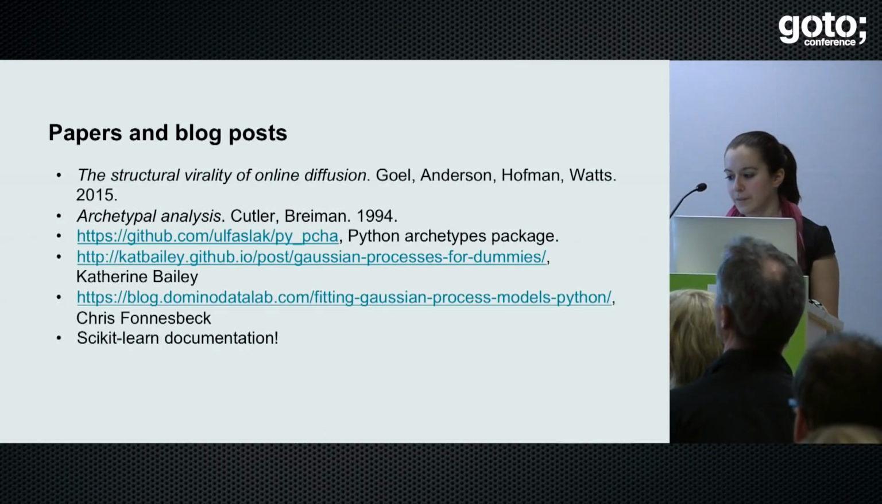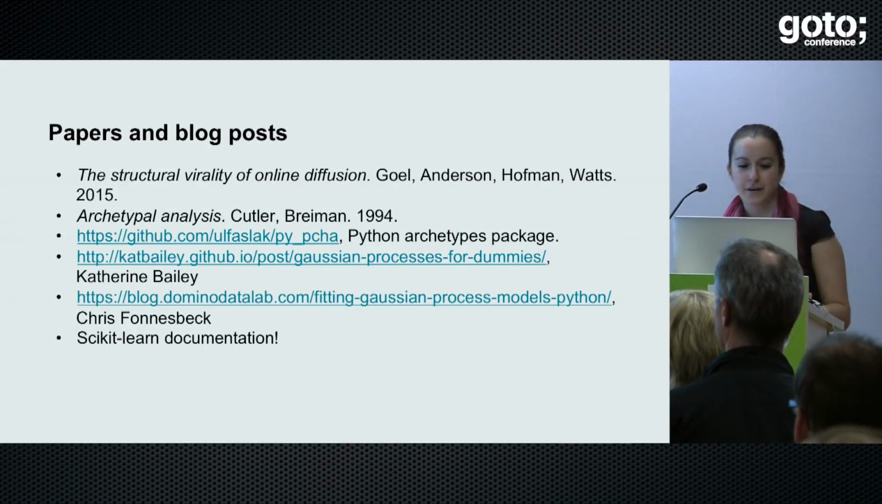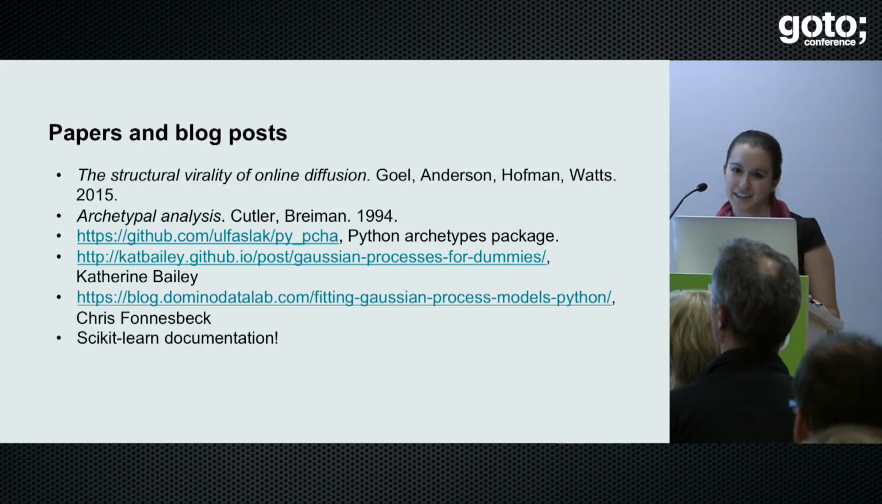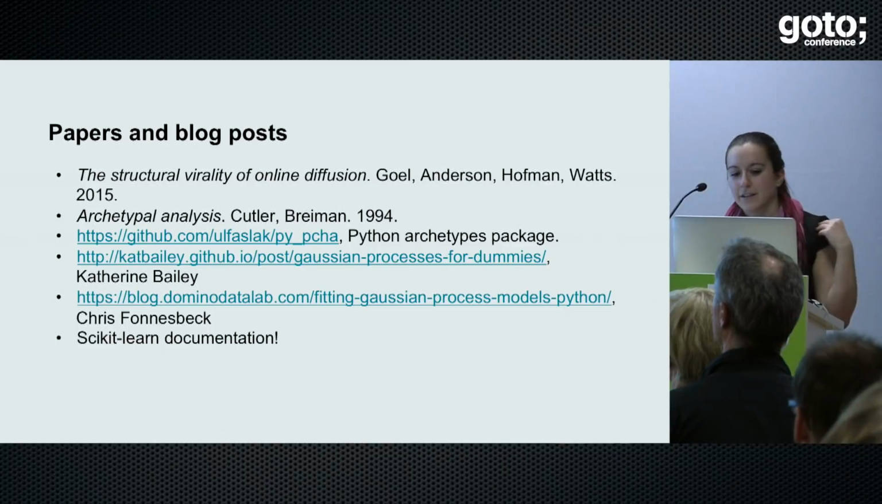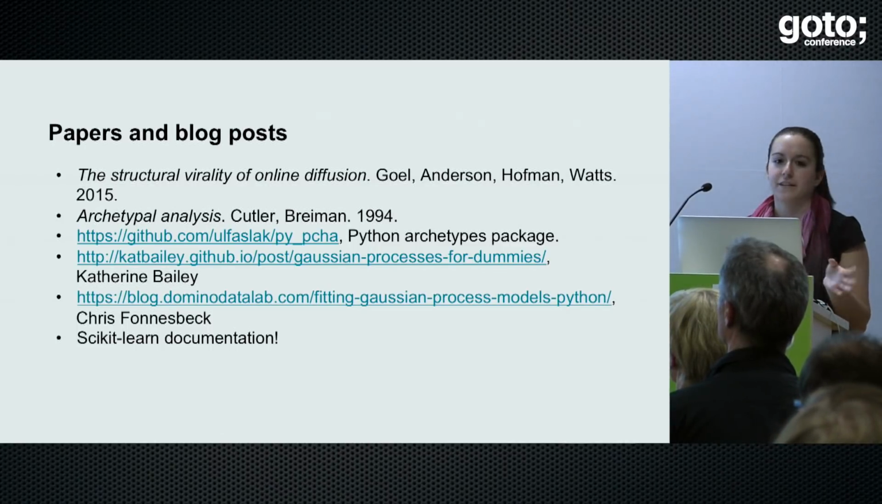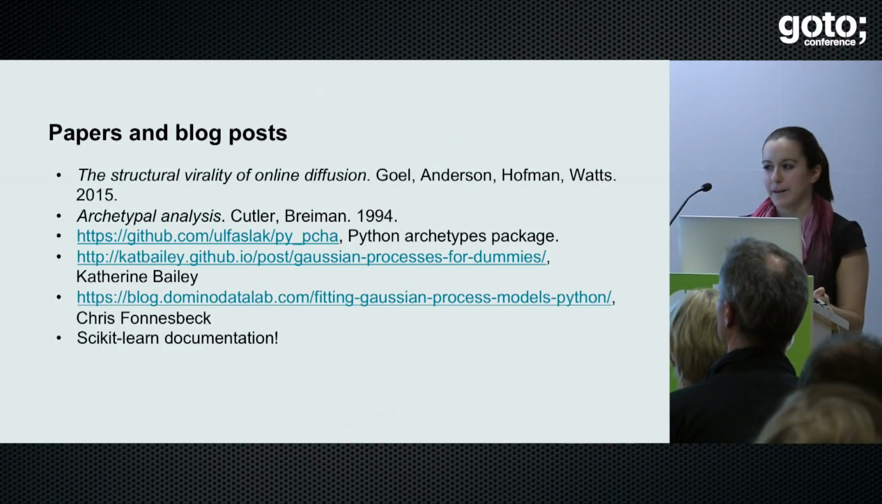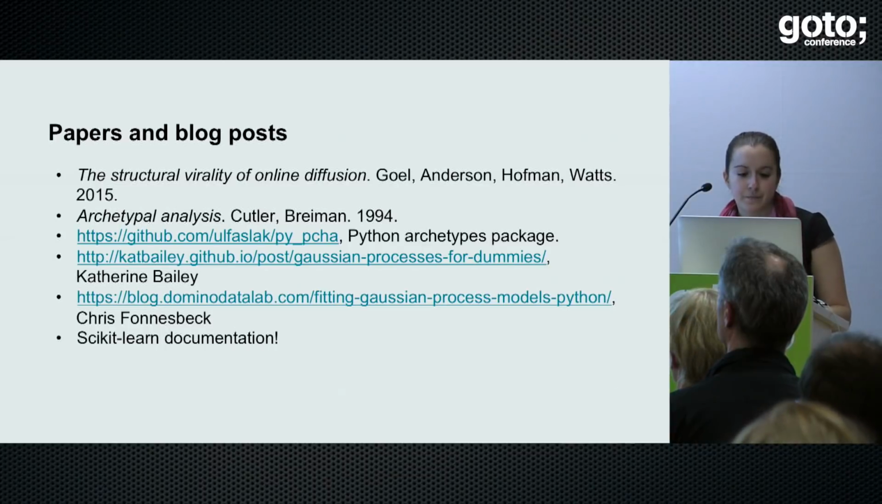So here are some resources, papers, and blog posts that were useful. The structural virality of online diffusion is an awesome paper on how content spreads across the internet, so I highly recommend that. Archetypal analysis is also really interesting. I had never heard of that kind of analysis before I started working at Mashable. My manager said, hey, this might be a useful audience segmentation technique. I have some Python packages and whatnot.